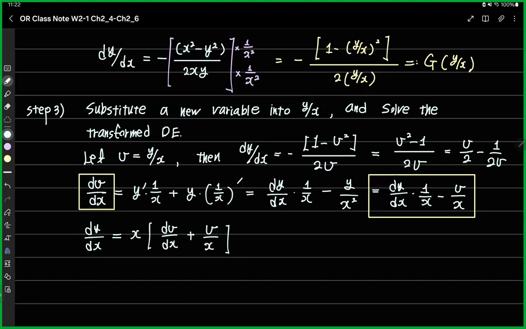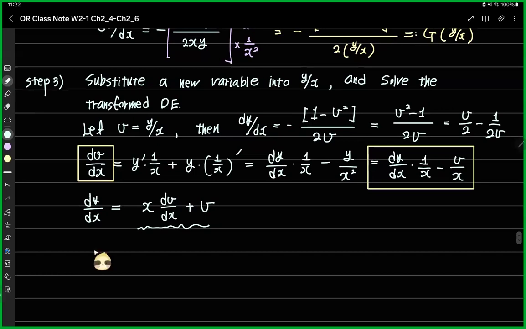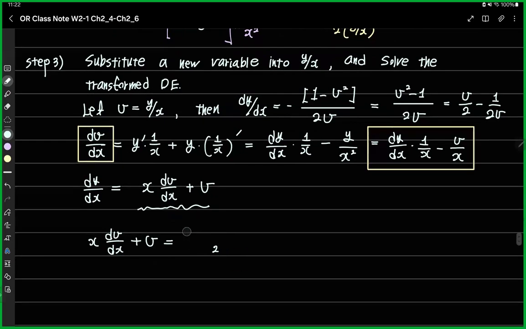Okay, I don't want to make you confused, so just leave it. That's fine. Now I'm plugging this one into the differential equation right there. So we're going to get x times dv/dx, plus v, is equal to v over 2 minus 1 over 2v.